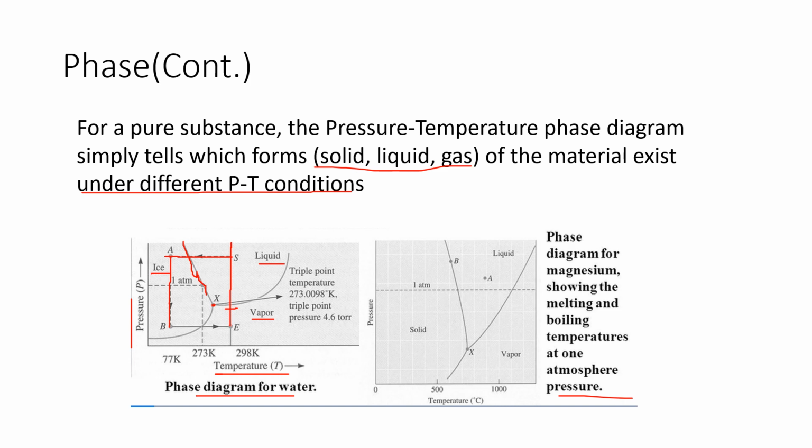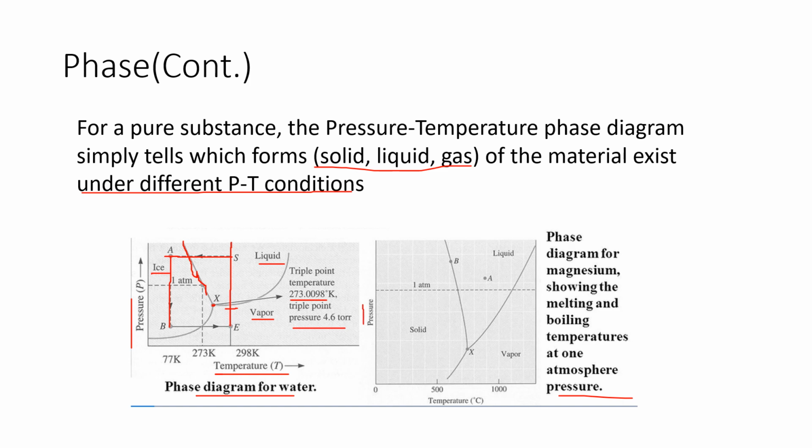If we look at the point X, it is a common point which separates the three boundaries: liquid, vapor and ice. This is called the triple point. Why do we call it the triple point? At this triple point, the temperature is 273.0098 Kelvin and the pressure is 4.6 torr. It is called the triple point because if we change any of the variables slightly, we can easily convert from one region to another. The triple point separates the three regions from each other.